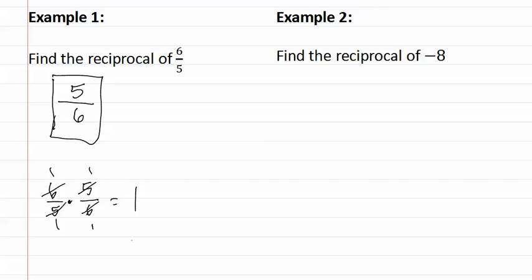Example 2 asks us to find the reciprocal of -8. As you can see, this doesn't look like a fraction, so it seems confusing on how we would find the reciprocal. You need to remember that all whole numbers can be placed over 1. This means that the reciprocal would be 1 over -8.